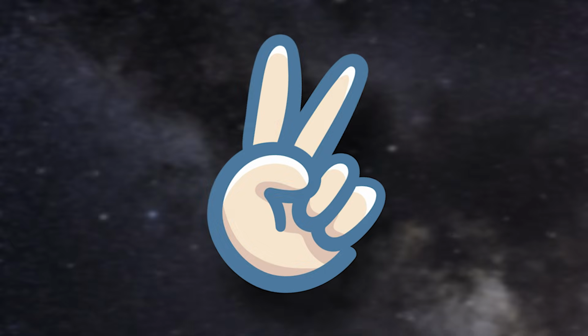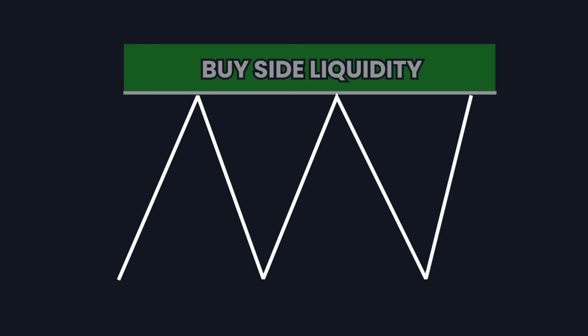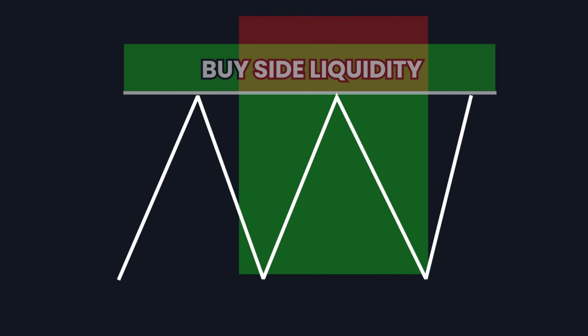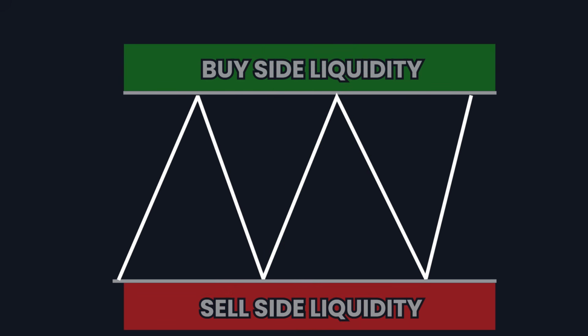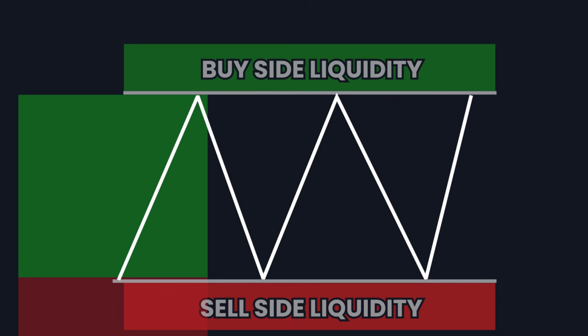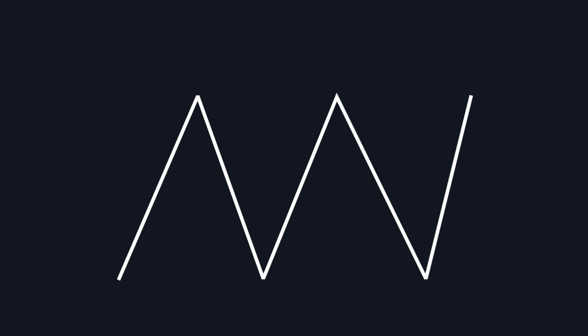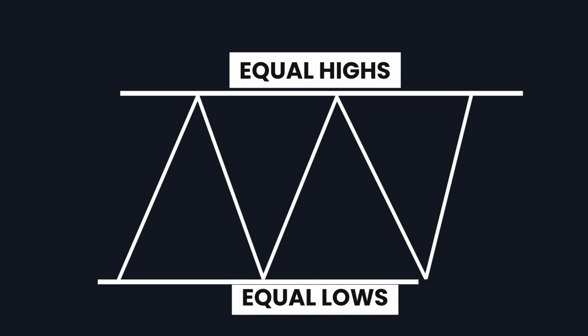There are 2 types. Buy-side liquidity sits above the market. It's the stop losses of short sellers and the buy stops of breakout traders, resting above old highs. Sell-side liquidity sits below the market. The stops of everyone who's long resting below old lows. And the most concentrated pools of all? Equal highs and equal lows.